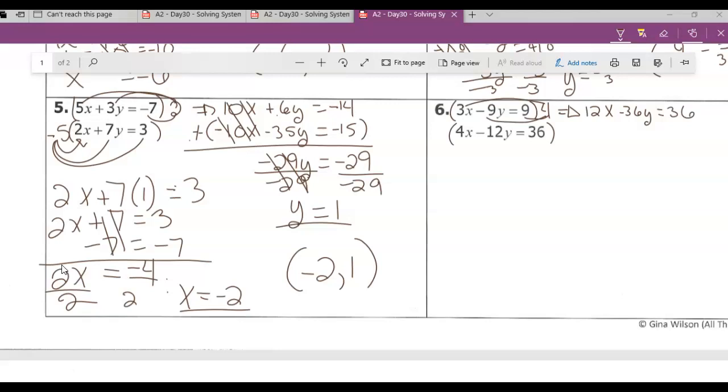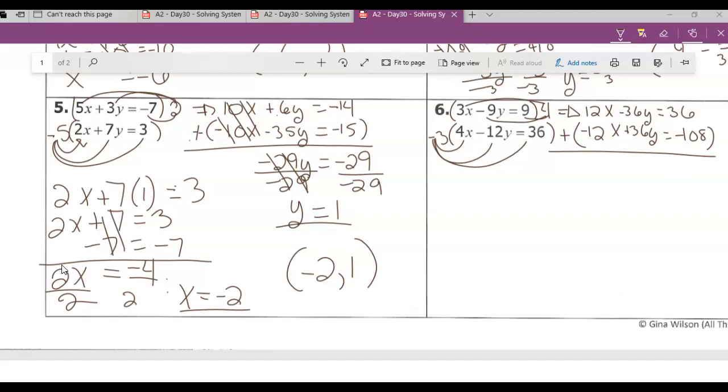Now to get rid of these bottom y's, I'm going to multiply everything by negative 3. Negative 3 times 4x is negative 12x. Negative 3 times negative 12 is positive 36y. Negative 3 times positive 36 equals negative 108. Now I'm going to go ahead and add the top equation to the bottom equation.